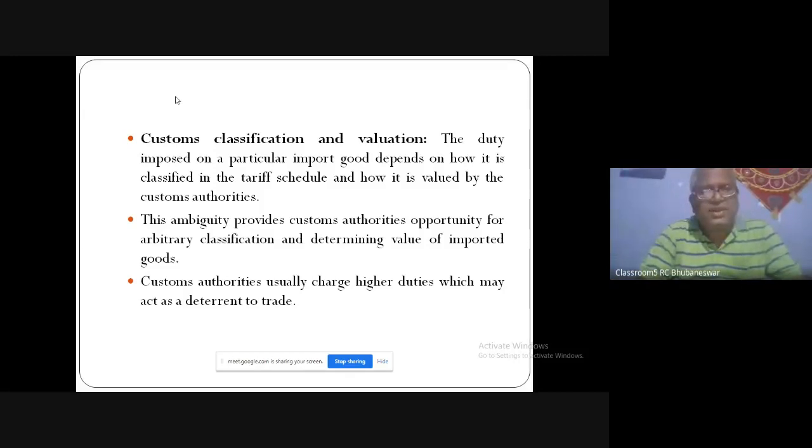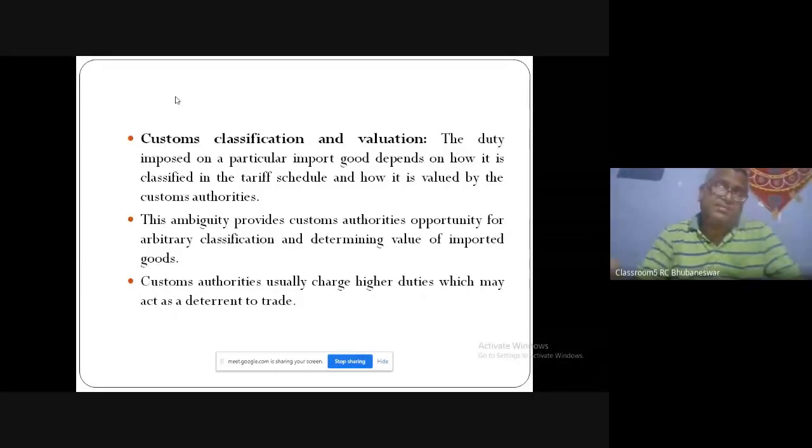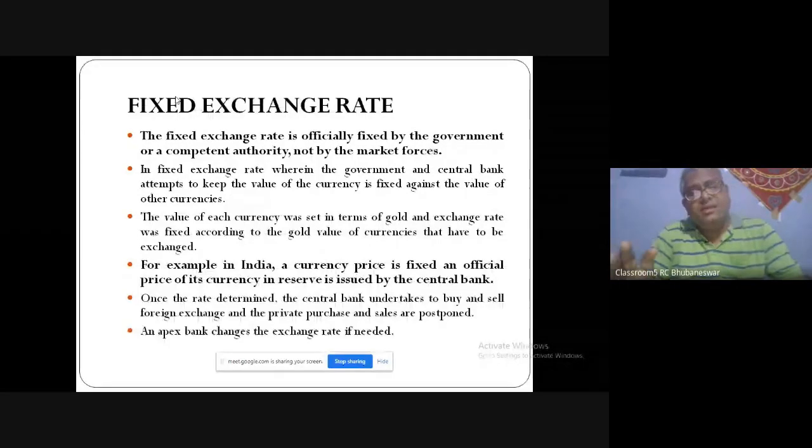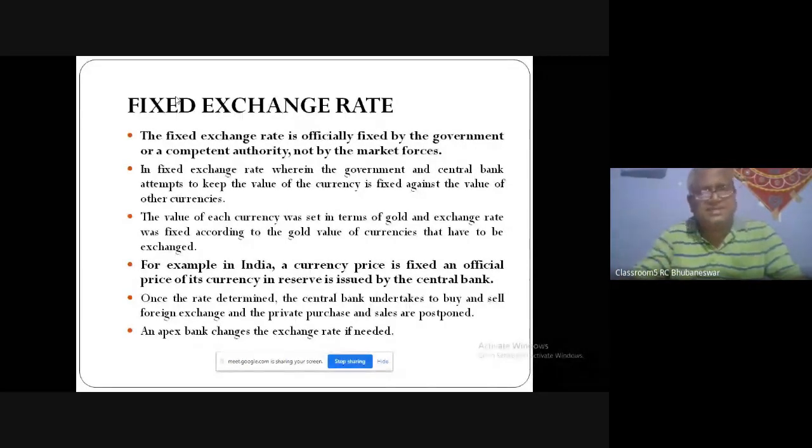Another one is that sometimes authorities charge higher duties, which may act as a deterrent to trade. It is a negative side of customs authorities and of doing international business. But the question is, even if some of these items are there, some fixed exchange rates and some flexible exchange rates are there. Exchange rates fixed by the government or competent authority, not by market forces, are called fixed exchange rates.